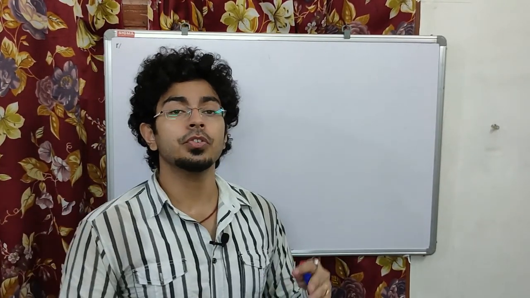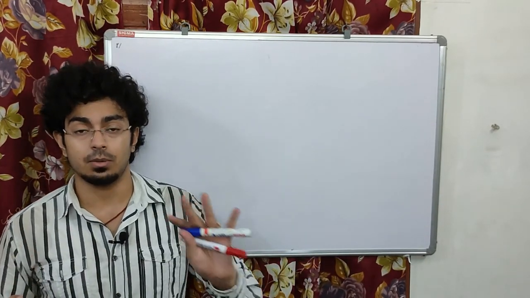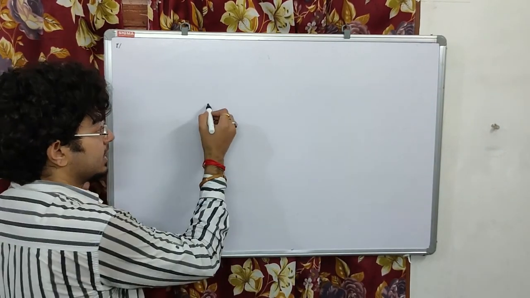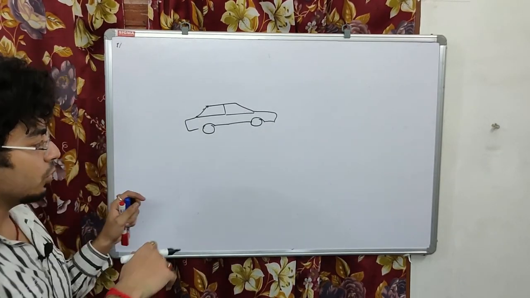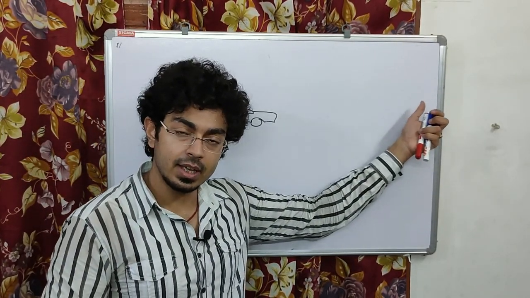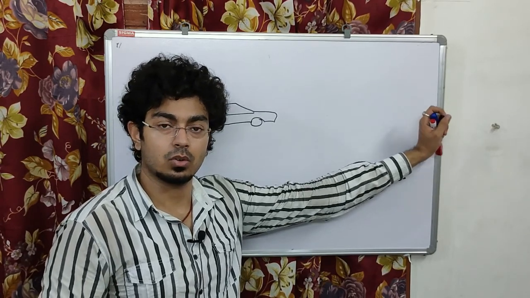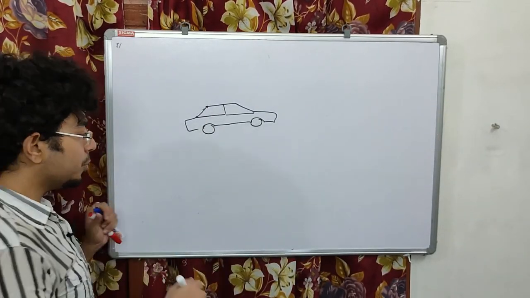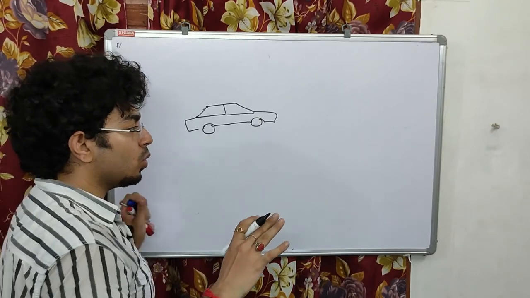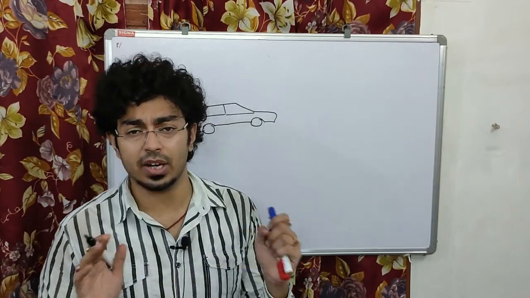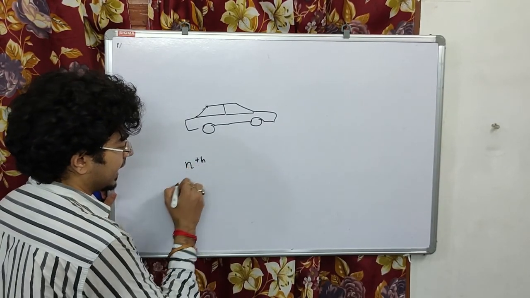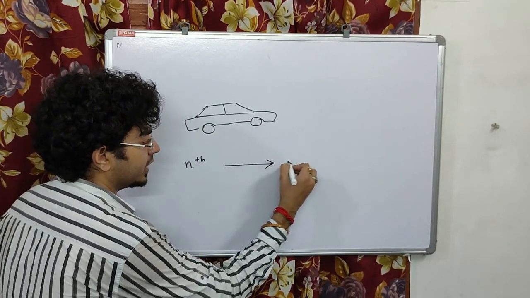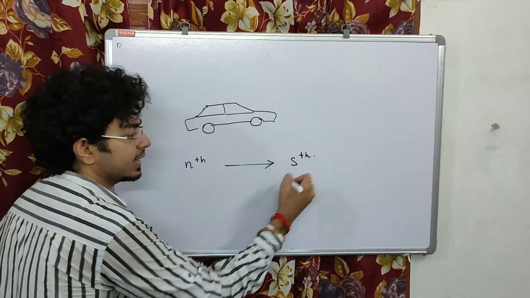Now before I go to our fourth equation of motion, let me tell you something that is important to understand this equation. See, understand this as a car. Now this car is moving with certain velocity, and it also has some acceleration. Okay, no problem in this. Suppose it is moving, I don't know for how much time. What I can say is, at the nth interval of time, it has already traveled s_n displacement.